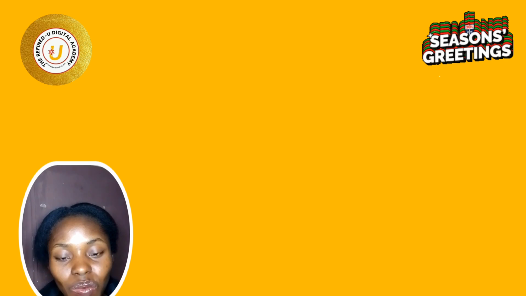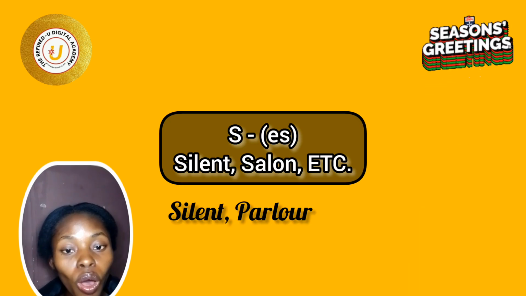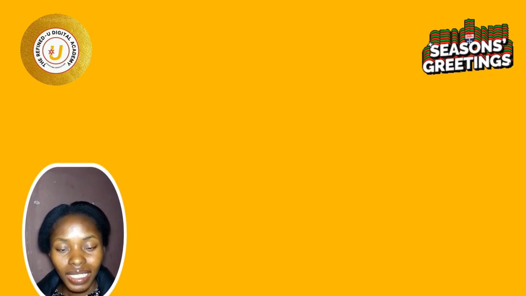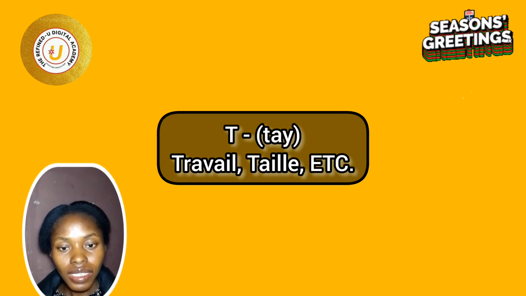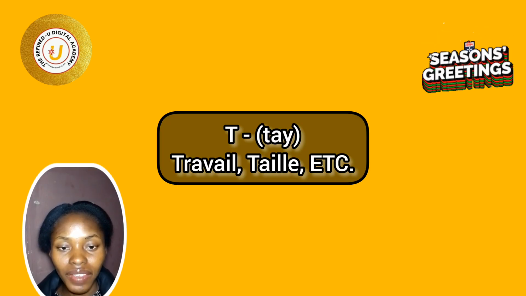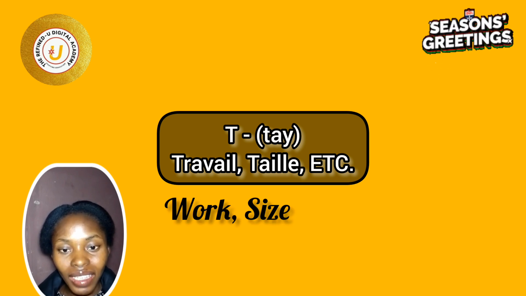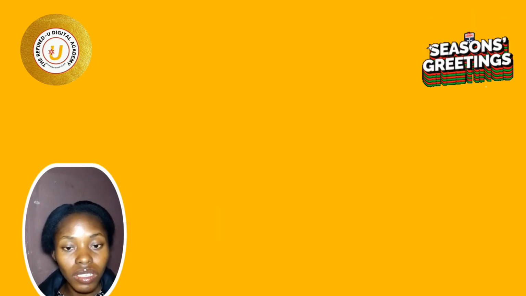Now for the letter S, we have words like salon, and so on. It's pronounced as S, the normal S. Letter T is pronounced T, and it is called T in French. We have words like travail, taille, and so on.